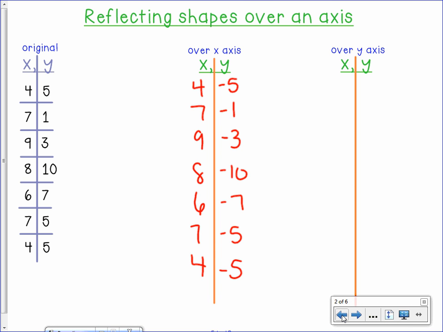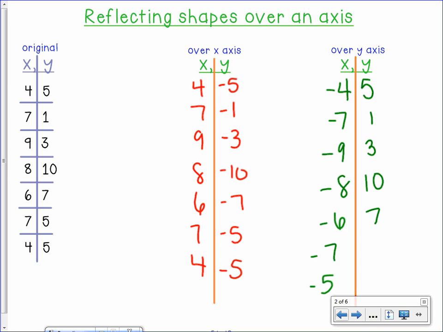Okay. Let's look back at our last one. If they want us to flip the original shape over the y-axis, which coordinate is going to change? The x coordinate, and how is it going to change? Yep, the sign is going to be the opposite. So if originally it was a positive 4, if we're reflecting over the y, it's going to be negative 4. And our y coordinate stays the same. Our positive 7 stays 7. And our y coordinates stay the same as our original shape.